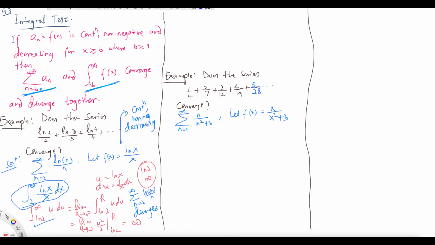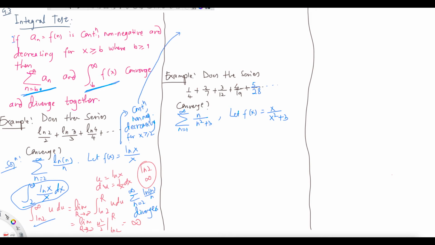How do I show decreasing? You can find f prime of x. F prime of x you will get negative for what values? For x greater than or equal to 2. For all x greater than or equal to 2, this function f of x is continuous, non-negative, and decreasing. You must show that first. I forgot to do that. So let me show how to show that this is continuous, non-negative, and decreasing.